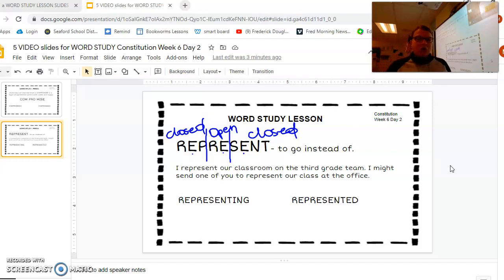If I want to turn this word into a present tense, I add the suffix ing, representing. And if I want to turn this word into a past tense, I'm going to add the suffix ed, represented.